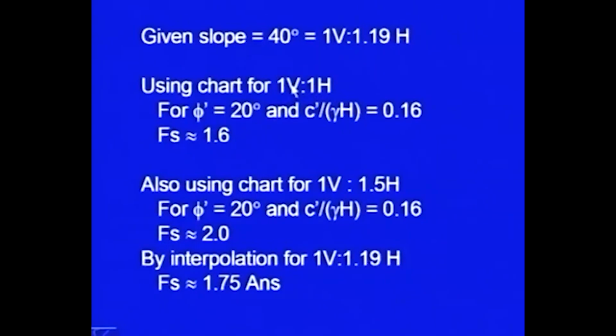For 1 vertical is to 1 horizontal, it is 1.6. So, corresponding to 1 horizontal it is 1.6, corresponding to 1.5 horizontal it is 2. You can very easily interpolate the values corresponding to 1.19, and it comes out to be around 1.75. So, it is the same value which we were getting last time.